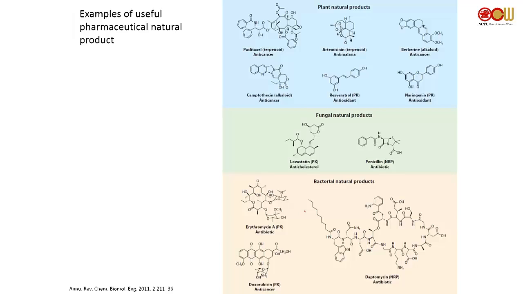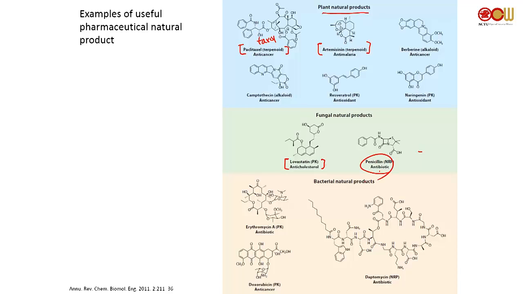So these are examples of useful pharmaceutical natural products. These are natural products that are produced by organisms and are useful for us. We saw artemisinin, we saw Taxol, this guy's Taxol. We also saw lovastatin, and this guy's penicillin, which we haven't seen. And what else did we see? That's it. So we saw those examples. What you can see is that you've got plant natural products that are used for anti-cancer, antioxidants, and all sorts of functions. You've got fungal natural products that can be used for anti-cholesterol, antibiotics.